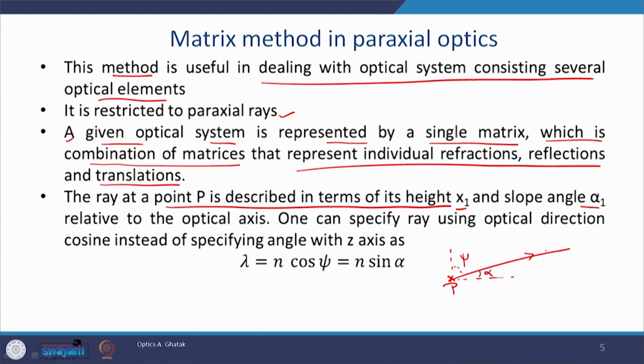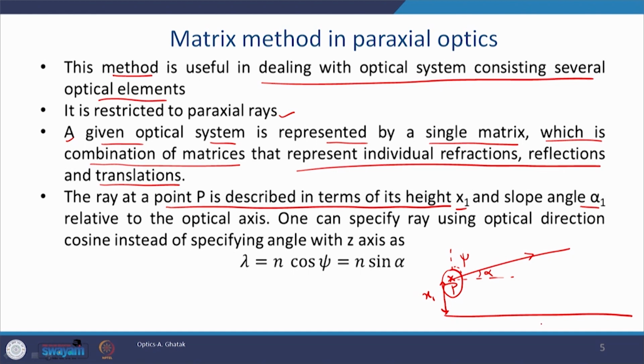Now, this ray is travelling, then it must be travelling towards or from some lens system. Suppose that it is going towards some lens system, and this horizontal axis represents the axis of the lens. And if this point P is at a height x1 from the axis of the lens, then the point P can be designated by two independent variables.